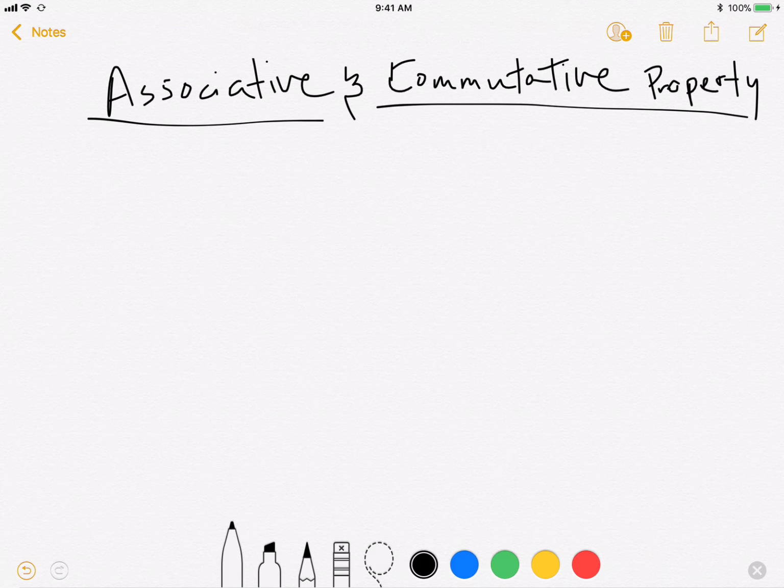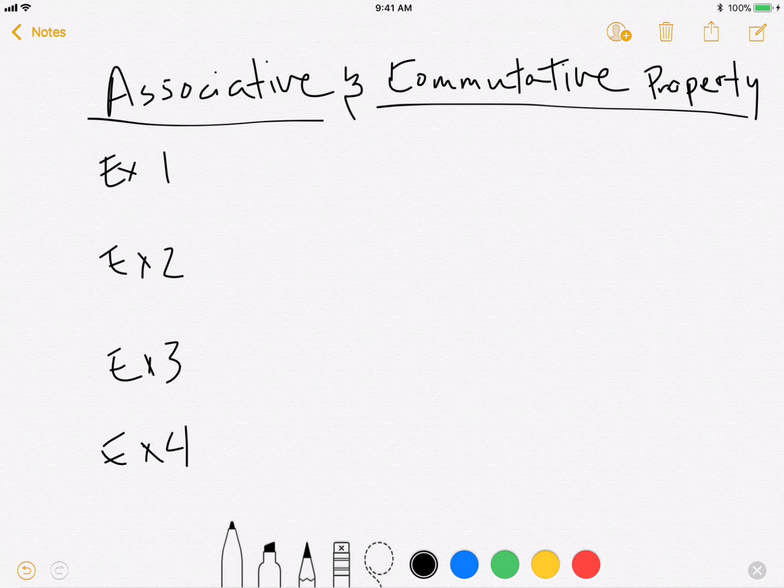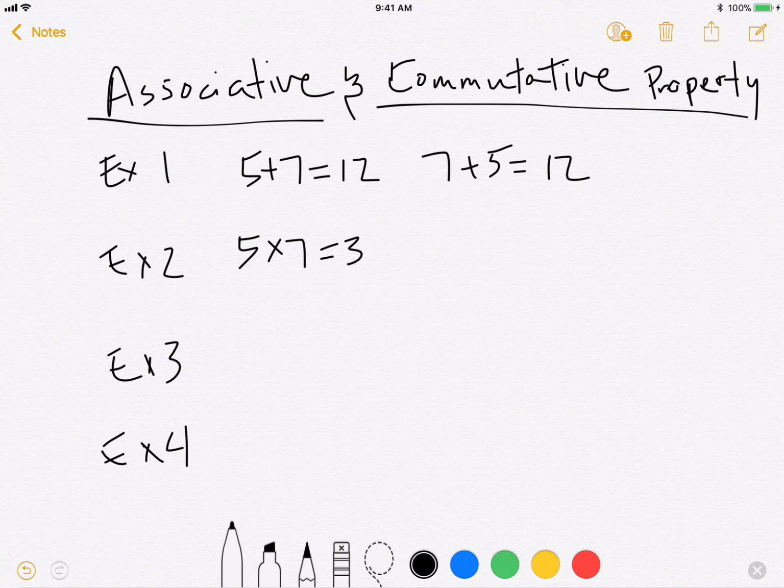So I'm going to give you 4 examples. All right. So here's example 1, example 2, example 3, and example 4, and you can go ahead and get these written on your page. And our title is right up the top there, and don't forget to put your date. So we've got 5 plus 7 equals 12, and then we've got 7 plus 5 equals 12, and then we've got 5 times 7 equals 35, and 7 times 5 equals 35.